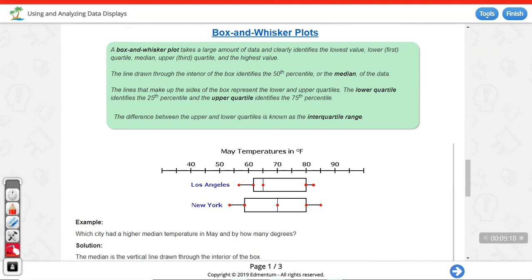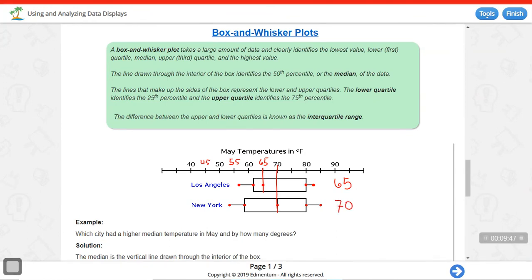Which city had the higher median temperature in May and by how many degrees? So basically, they want you to identify the median in each of these. Well, take a look at our number line. I can see our number line here is going by 5s. So this would be 45, 55, 65, and that's important because my median right here is at 65. So for Los Angeles, that is 65 as my median. For New York, I've got 70 as my median.